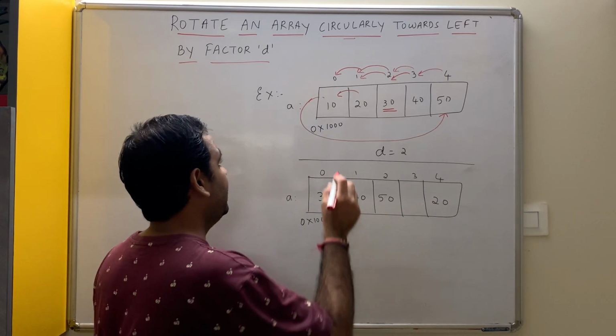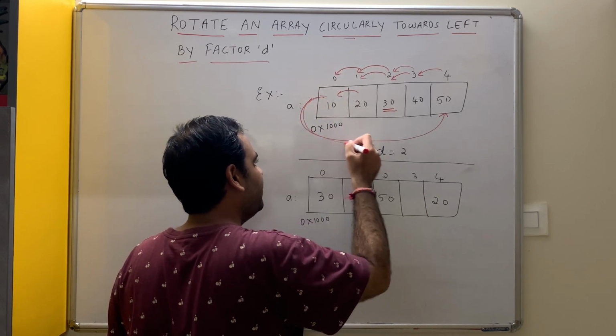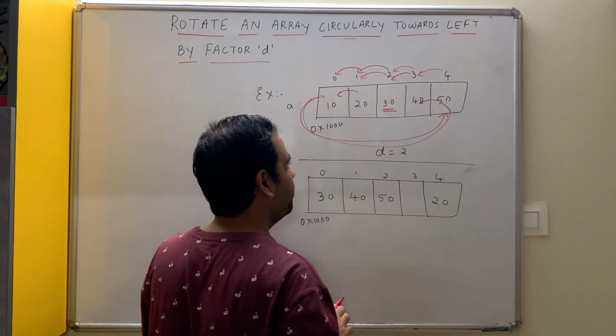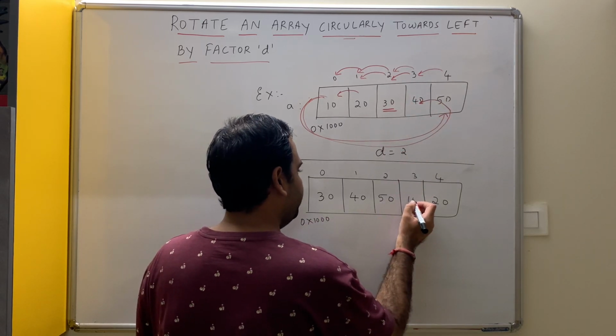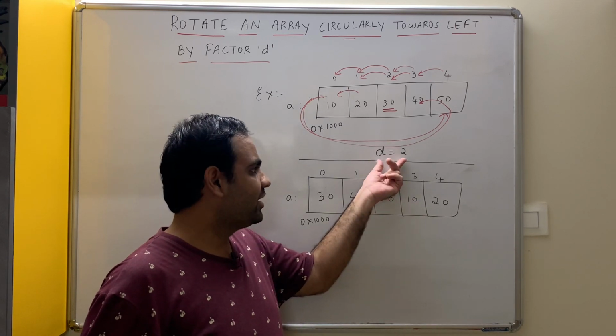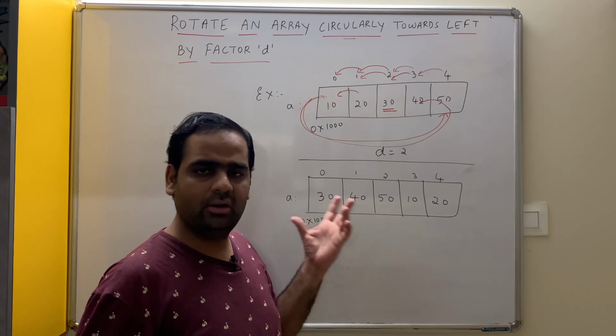Now what about 10? There is no left position over here, hence we come here. This is the first position for 10 and this is the second position for 10. This is how the array is being rotated by factor d. Now this is used in information security algorithms.